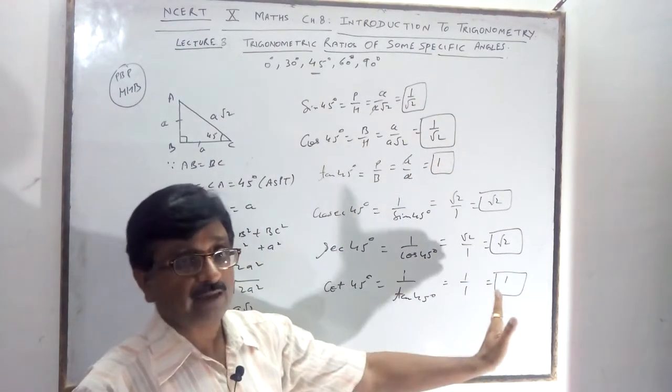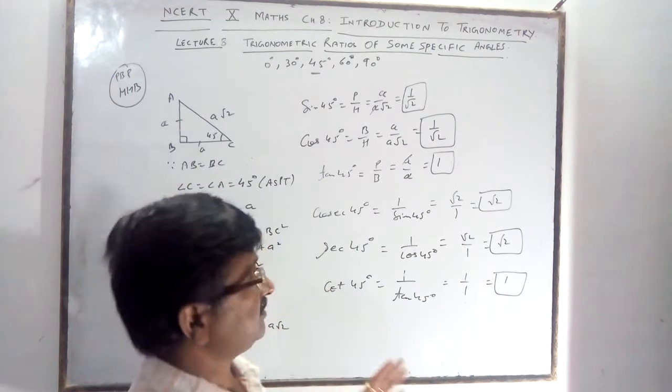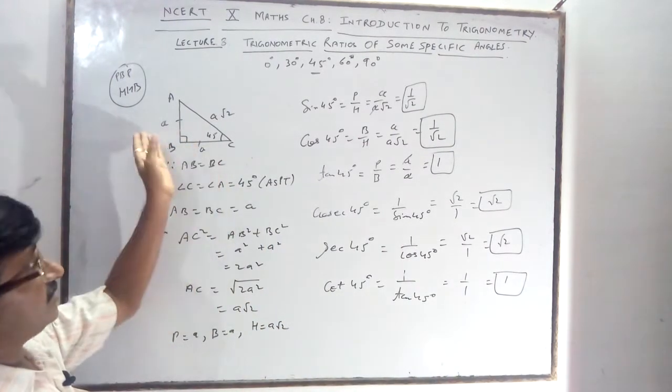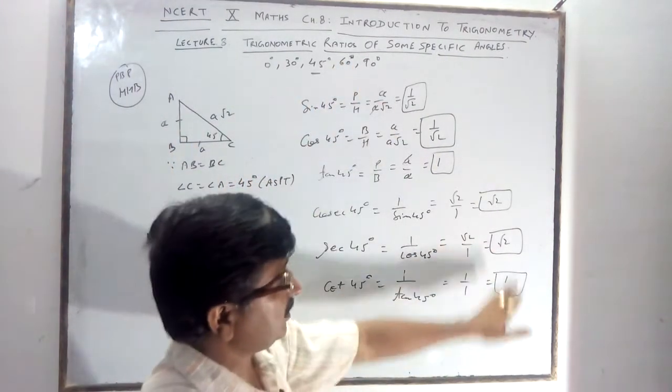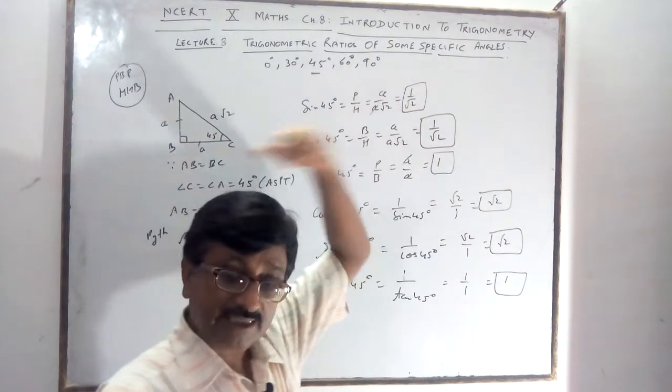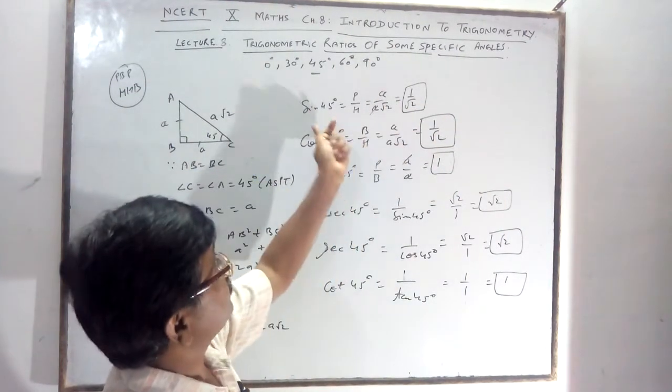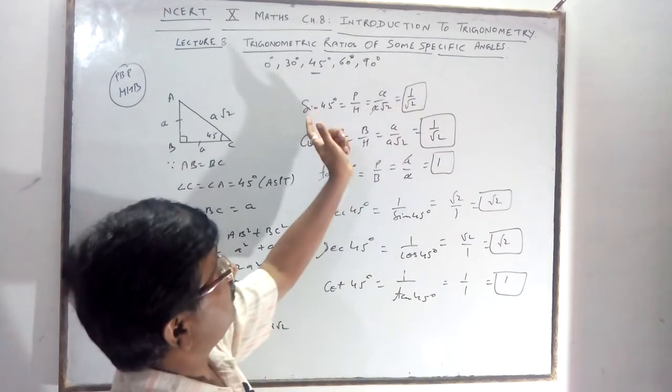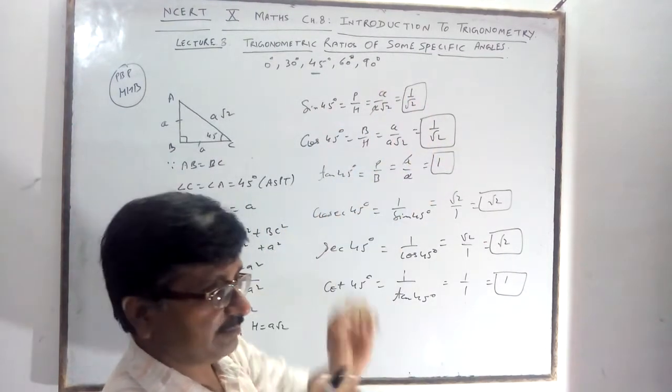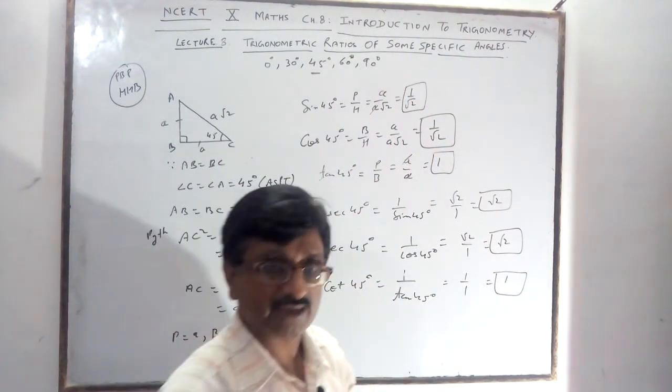This is the table. Any place 45 is given, it is not based on the side. It has a unique value and it is a constant. That's why it is called an identity. That is one type of identity. It never changes for any type of big triangle or small triangle.